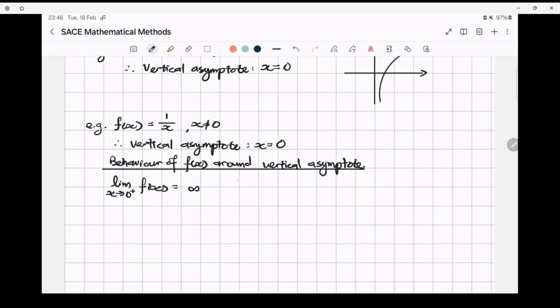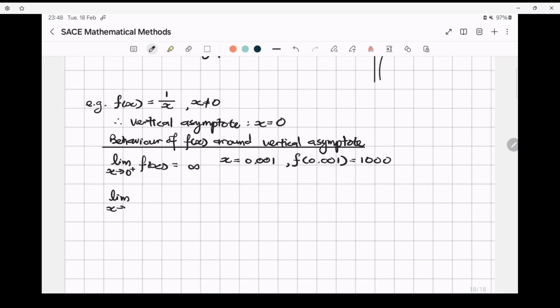How do you verify it? You can substitute a value of, let's say, x equals 0.001. So you can substitute a value very close to 0 but from the positive side. This is equal to 1000. So this is what tells you that it goes to positive infinity.